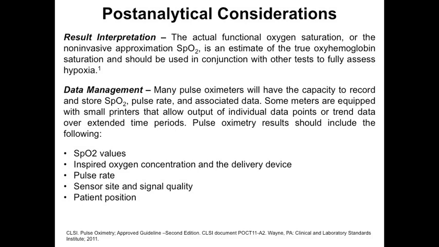Remember, pulse oximetry estimates how much the hemoglobin in arterial blood is saturated with oxygen, but cannot indicate whether an adequate amount of oxygen is reaching the vital organs or other tissues. Many pulse oximeters will have the capacity to record and store oxygen saturation, pulse rate, and associated data. Some meters are equipped with small printers that allow output of individual data prints or trend data over extended time periods. Pulse oximetry results should include the following: oxygen saturation values, inspired oxygen concentration and the delivery device, pulse rate, sensor site and signal quality, and the patient's position.